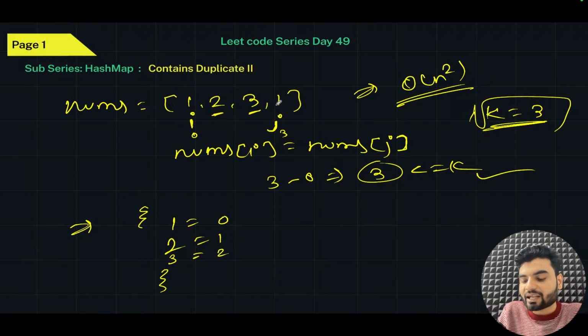Check 1 again. Back again, you receive the 1. If the 1 is present in the map, can I say this is a duplicate? If the value is already present in the map, then can I say this is a duplicate? Yes, I can say this is a duplicate. So found duplicate.